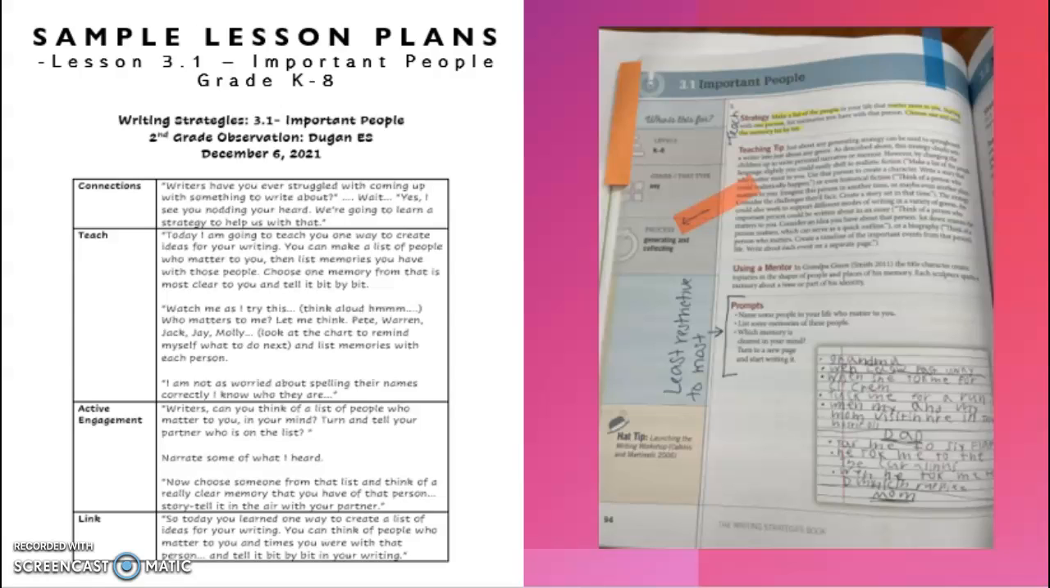One of the things that we did during this lesson at Dugan, instead of doing important people, we also changed the topic to important places. And so things like that can be easily adapted to fit the needs of your class and the genre of your writing.